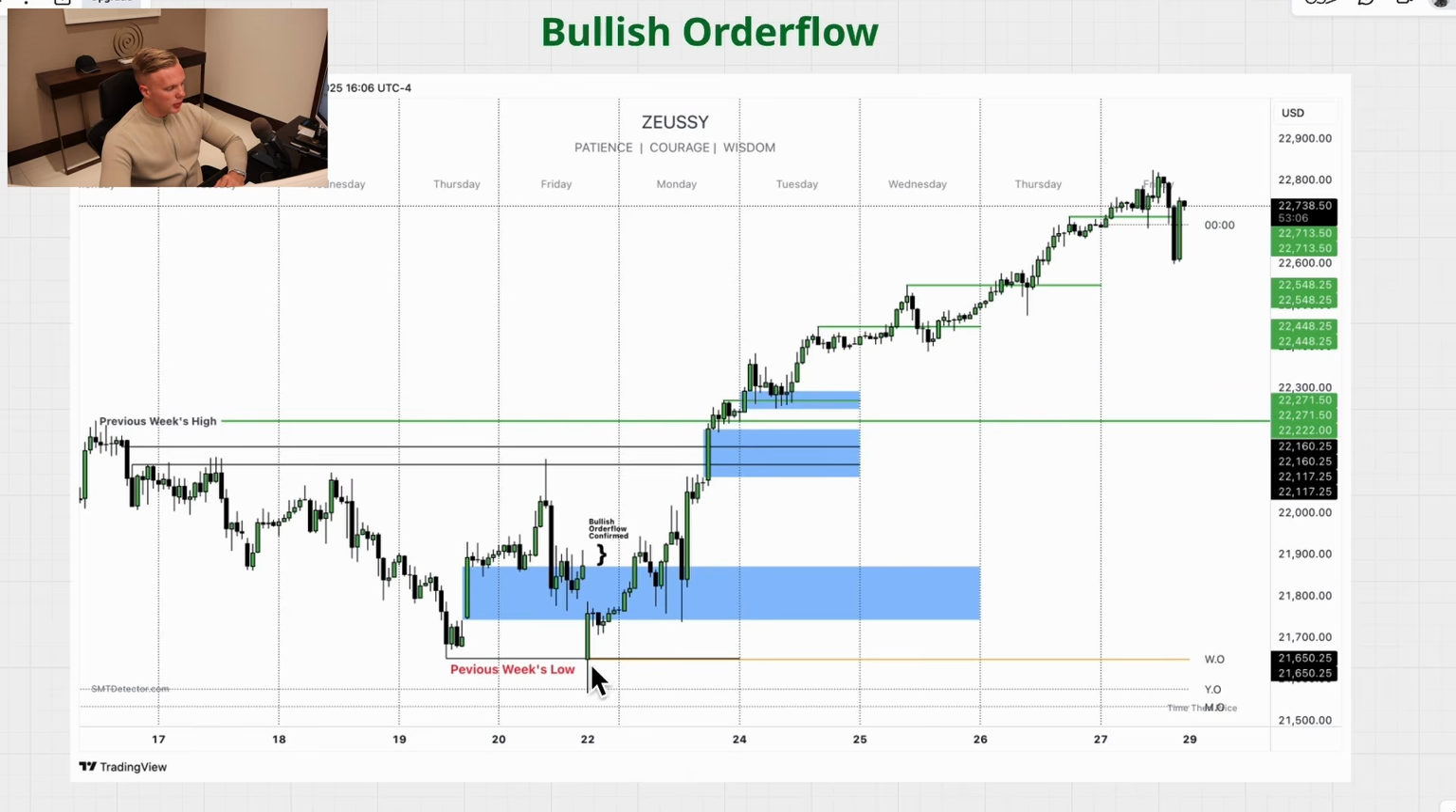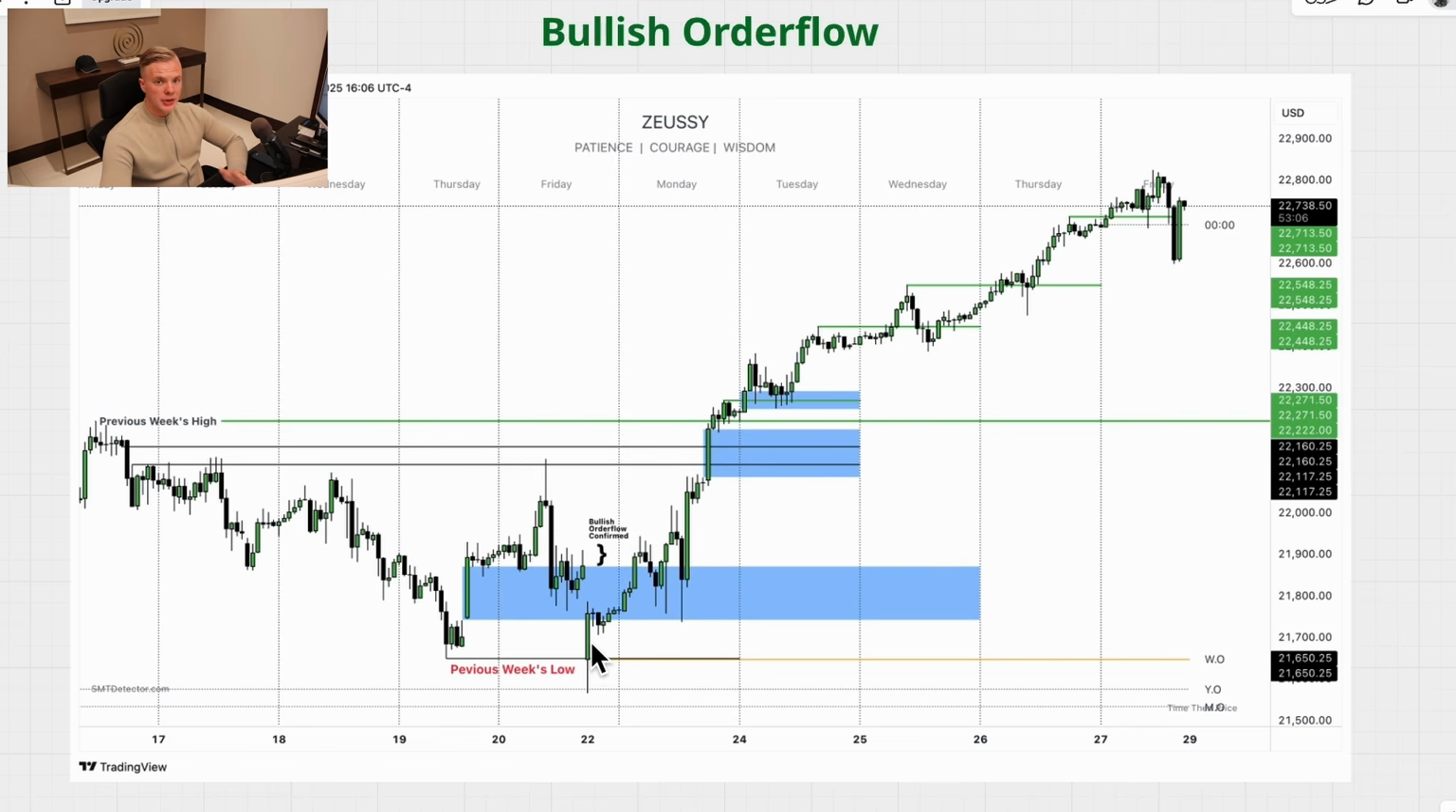Notice that we opened up and immediately took out the previous week's low right here. Do you see how we traded into the yearly open, formed the low, and the market then rejected that level and immediately began repricing towards the upside? What you can see is that I've outlined a very specific hourly BC right here. Notice that we displaced at first below that hourly BC.